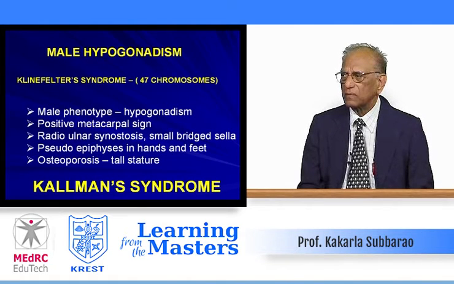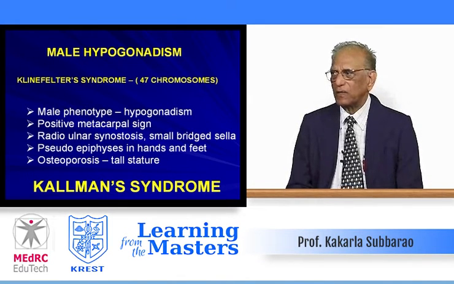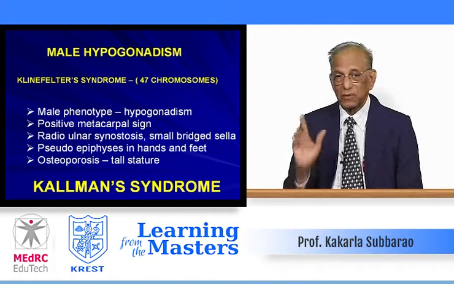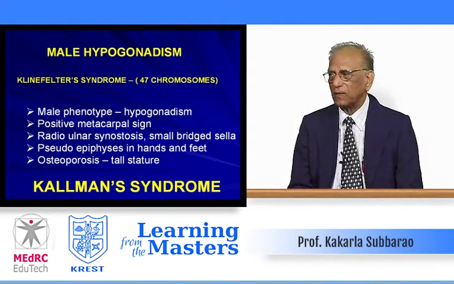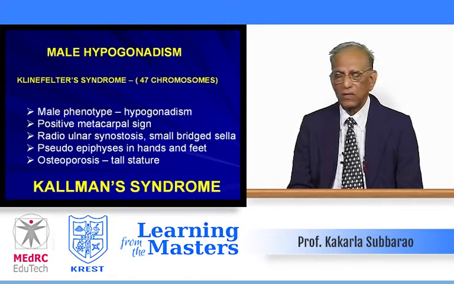Male hypogonadism, Klinefelter syndrome. We will deal with male hypogonadism. This is Klinefelter syndrome, 47 chromosomes as opposed to Turner syndrome, 45 chromosomes. Male phenotype hypogonadism, positive metacarpal sign here also you may find. Radioulnar synostosis, small bridged sella that is variable, pseudoepiphysis in hands and feet, and osteoporosis and a tall stature. Also Kallmann's syndrome associated with this.